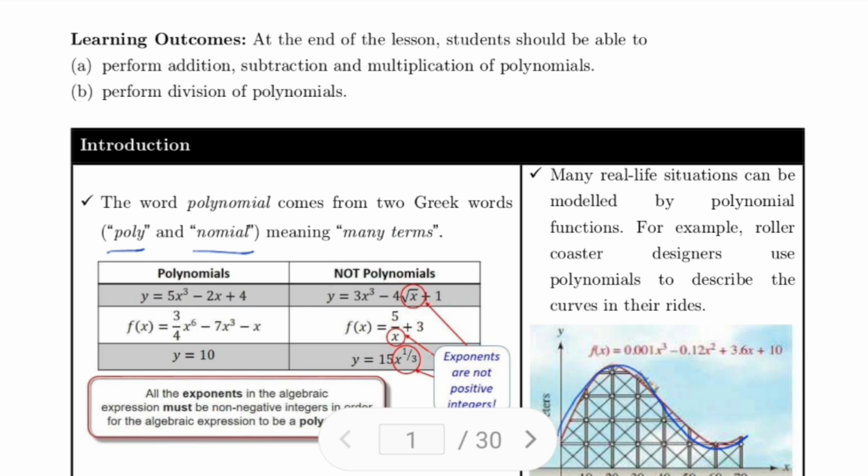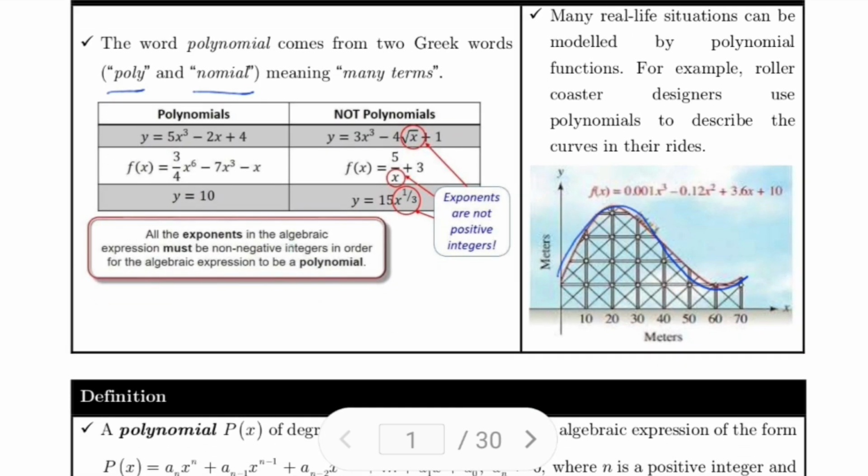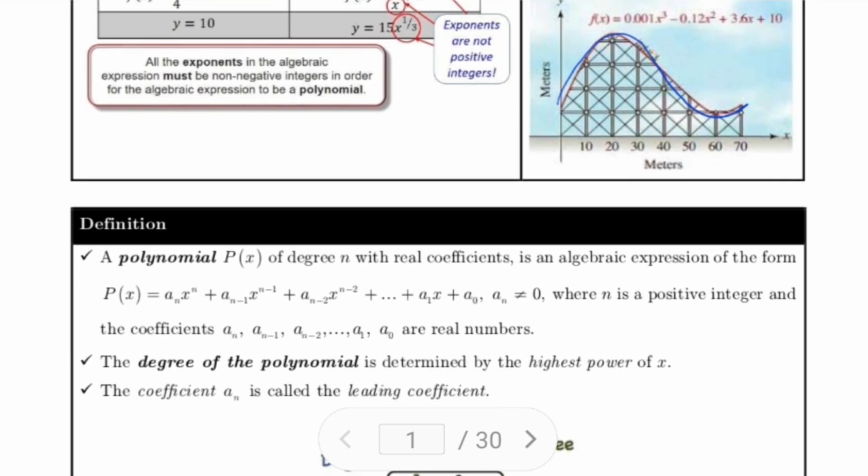And some examples of not polynomials where we have many terms but the exponents are not positive integers. All the exponents in the algebraic expression must be non-negative in order for the algebraic expression to be a polynomial. Many real situations can be modeled by polynomial functions. For example, roller coaster designers use polynomials to describe the curves in their rides. So this is a polynomial that represents the function of the curve.